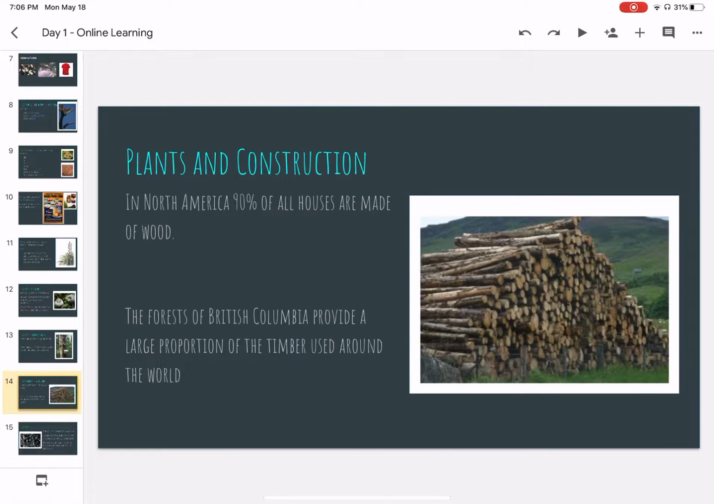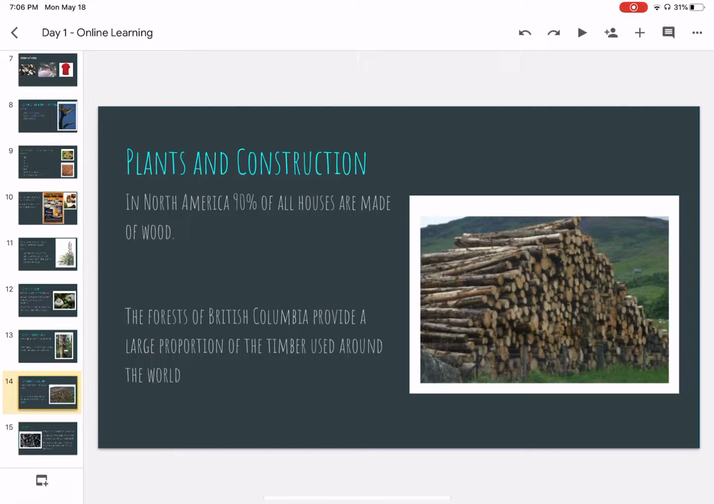So I had mentioned this before. 90% of all houses in North America are made of wood, and we have massive forests in British Columbia that provide a large portion of the timber that's used around the world. So that's actually one of Canada's main trading resources, our wood industry.